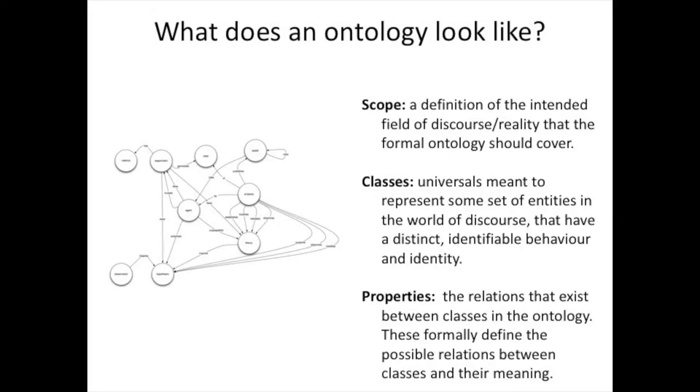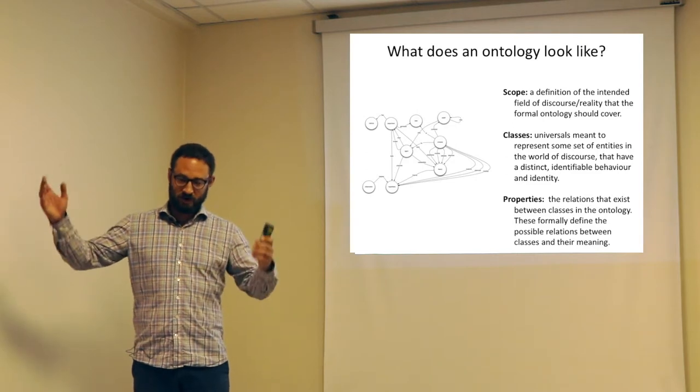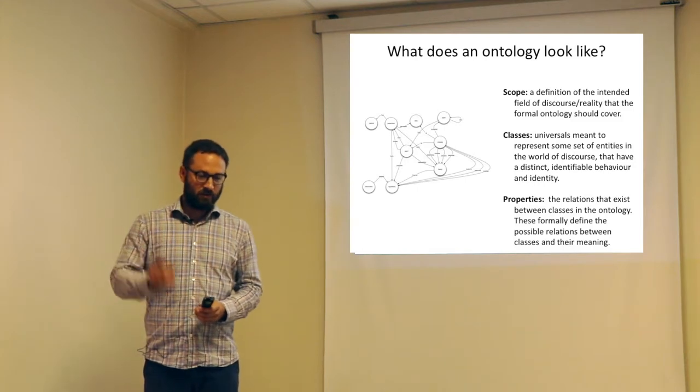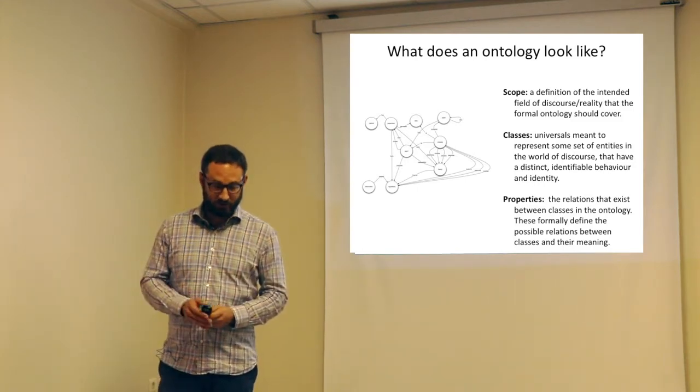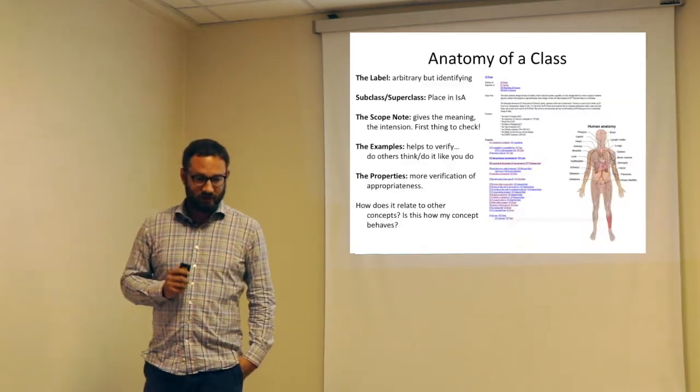Properties are relations that can exist between classes. So these formally define how two universals can relate. So you could have, for example, the property sittable, or can be sat on. And you can formally define that the chair, the class concept chair, has the property can be sat on, whereas the table cannot have that property. So those are classes and properties.